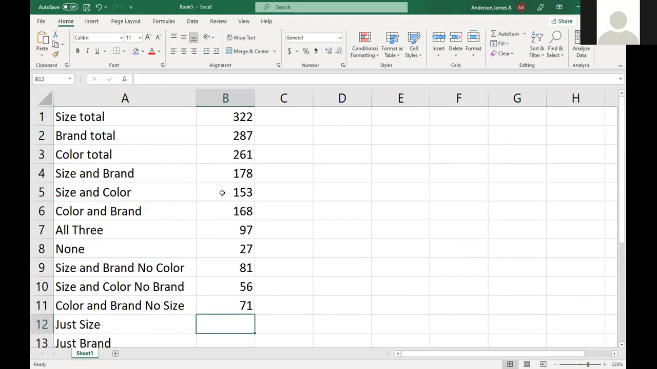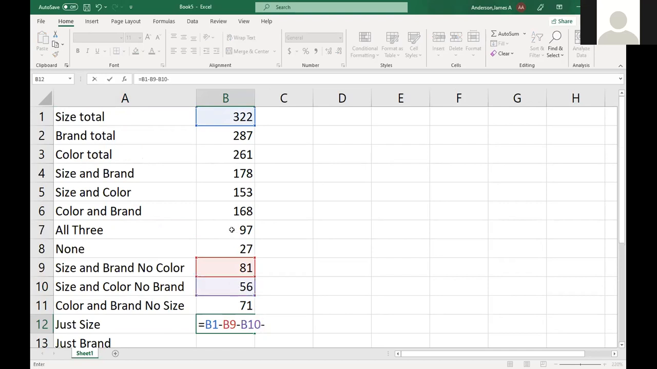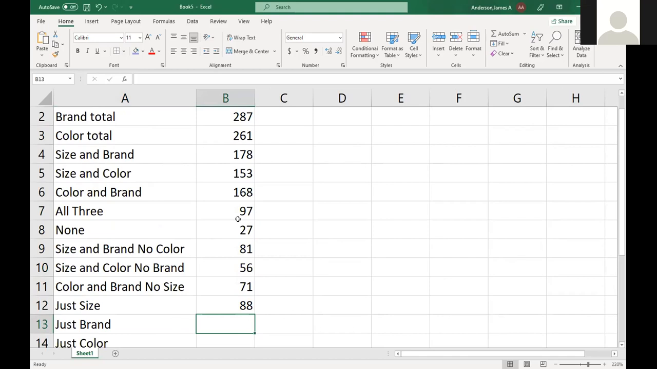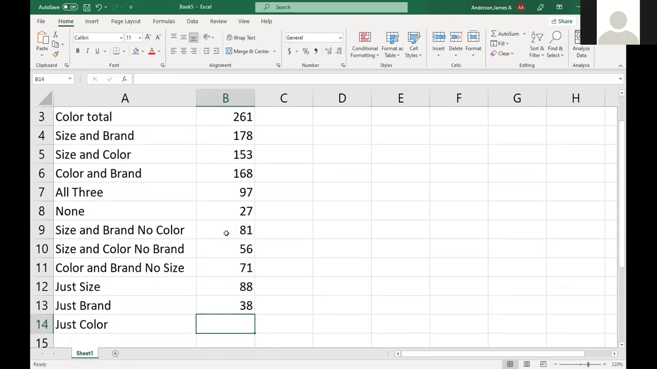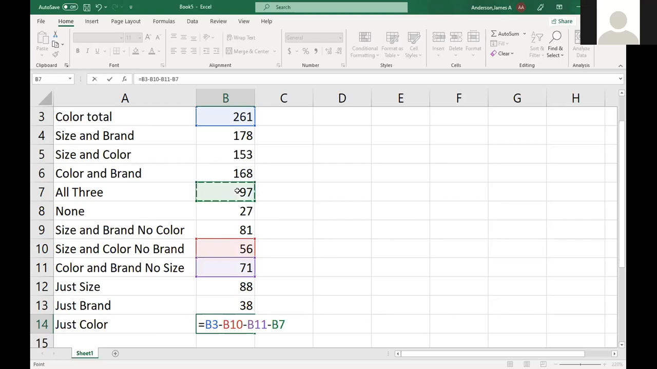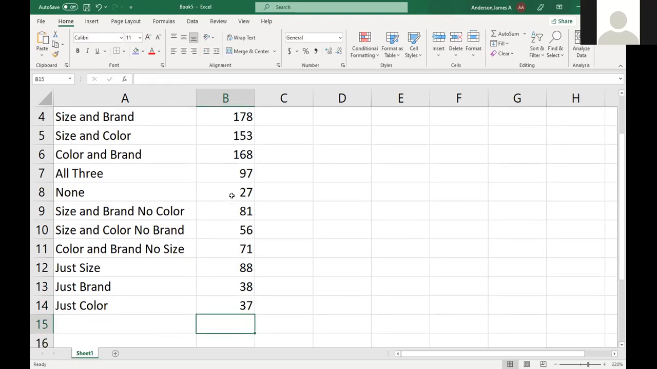The just size is going to be your size total minus your size and brand, minus your size and color, minus all three. My just brand is my brand total minus my size and brand, brand and color, and all three. My just color is the color total minus size and color, color and brand, and all three. So you can see I still got the same results.